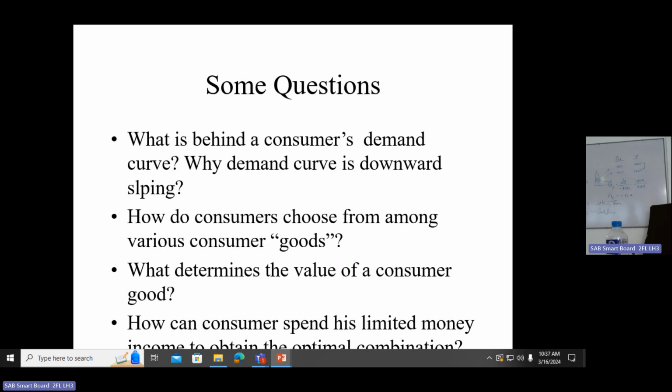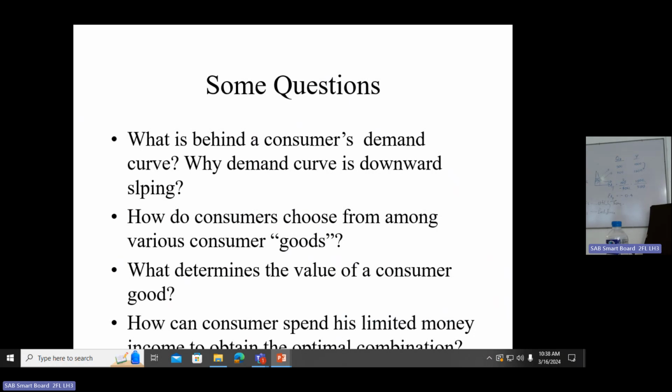Explaining the demand: we observe that the demand curve is downward sloping. So what's behind the consumer demand, and why is it sloped that way? That is one question. And how do consumers choose from among the various consumer goods? Now we have different goods. We talk about the utility, and the satisfaction and preference of the consumer.